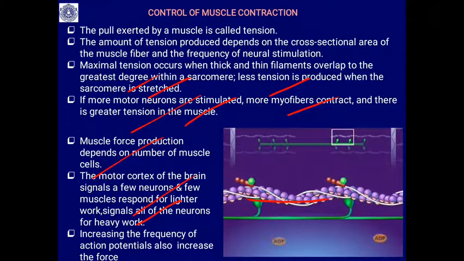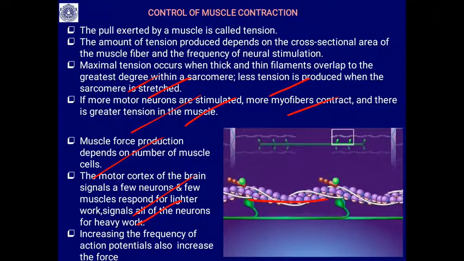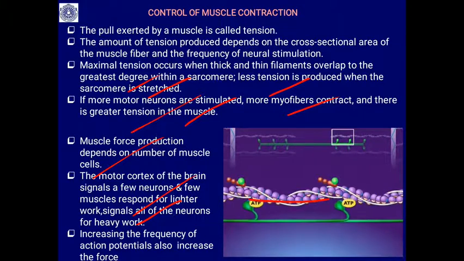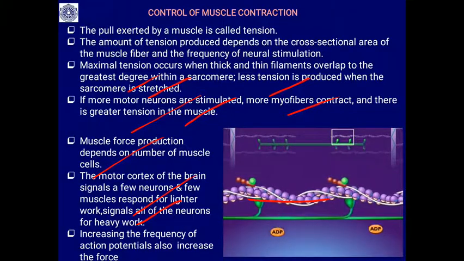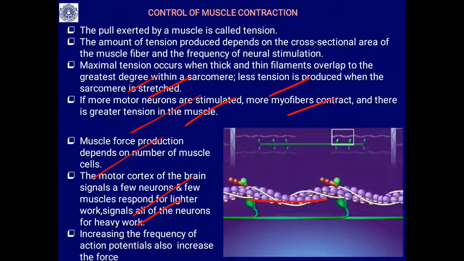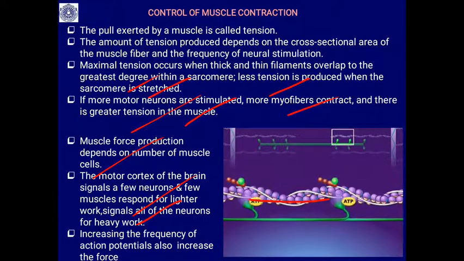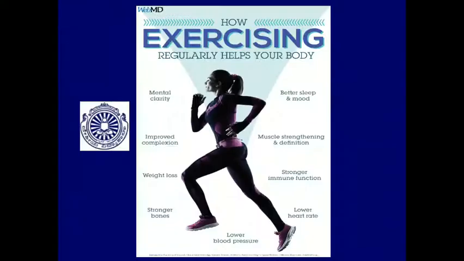So this is how muscle contraction is controlled. What type of contraction it is, whether heavy work or light work, decides the amount of tension that is going to build up in the muscle.